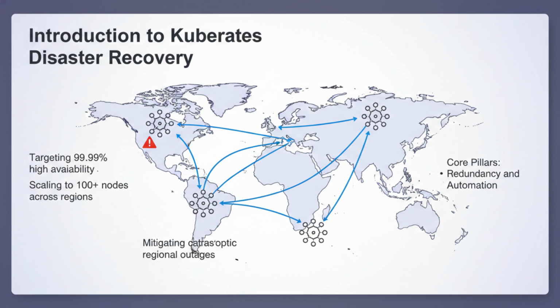Welcome, architects and engineers. Today, we delve into the high-stakes world of disaster recovery for large-scale Kubernetes environments. As our clusters grow to hundreds of nodes and thousands of pods, the blast radius of a single failure expands exponentially. A robust DR plan is no longer a luxury. It is a fundamental requirement for global business continuity.